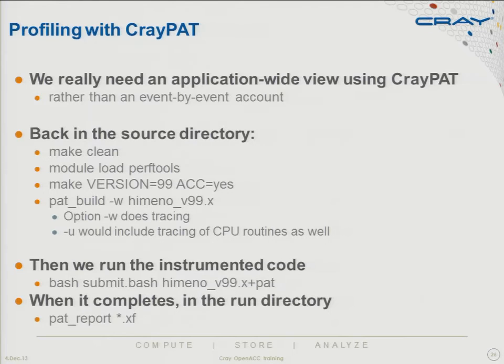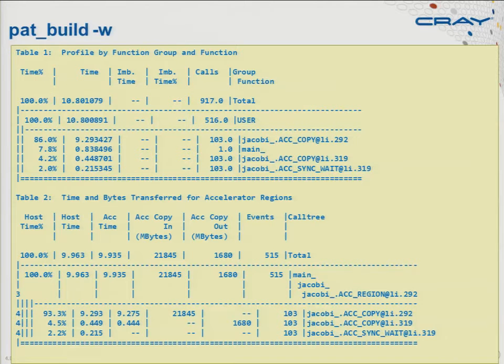You run that executable, and when it completes, there's a file that's called Himeno_v99.x plus pat plus a long string, dot .xf. And this contains all of the information that was gathered when the code ran. If you run the pat report command on this, it produces a summary of this, and it looks something like this. There's various tables in this text summary.